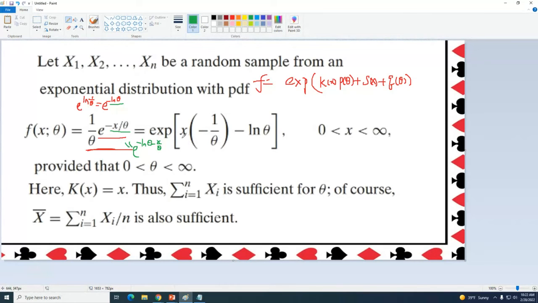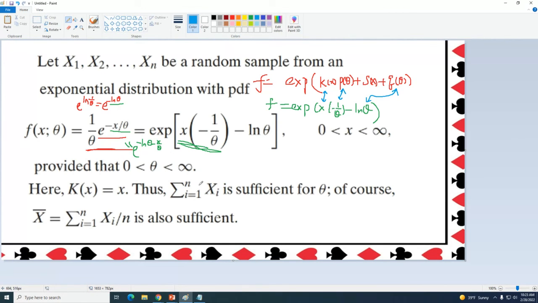So you can see that this x times negative 1 over theta is the negative x over theta, and then we have negative logarithm theta. So in a way, f is equal to exp, and then we have x times negative 1 over theta minus ln of theta. All right, so then the ln theta matches the q theta, which is a function that has only theta, and then negative 1 over theta is the p theta, and the k of x is really the x. So that's all the terms.